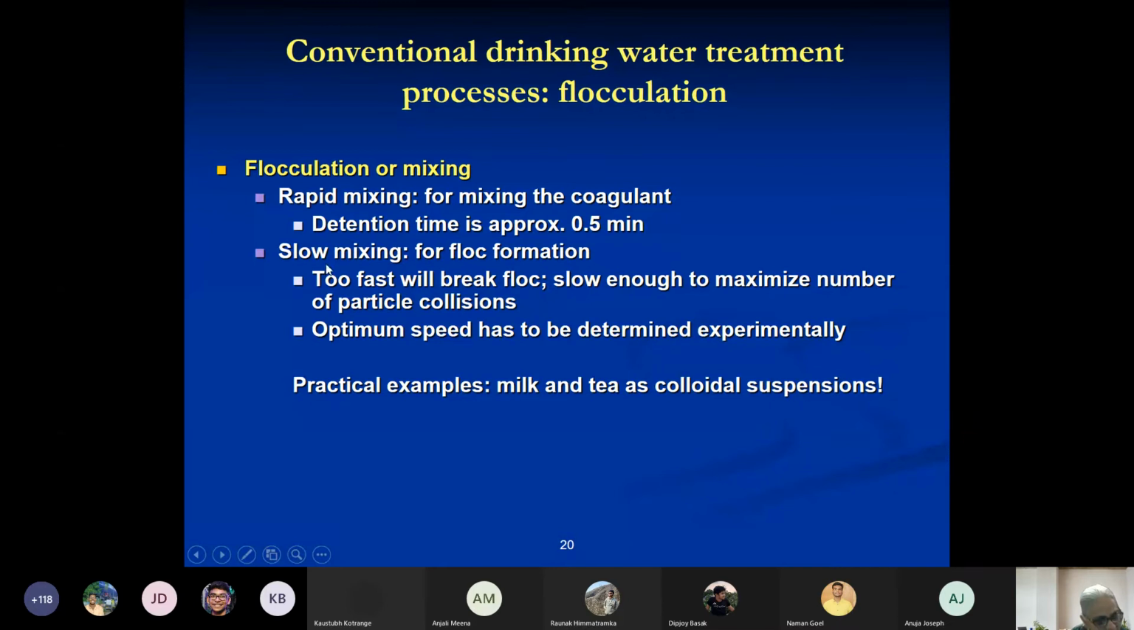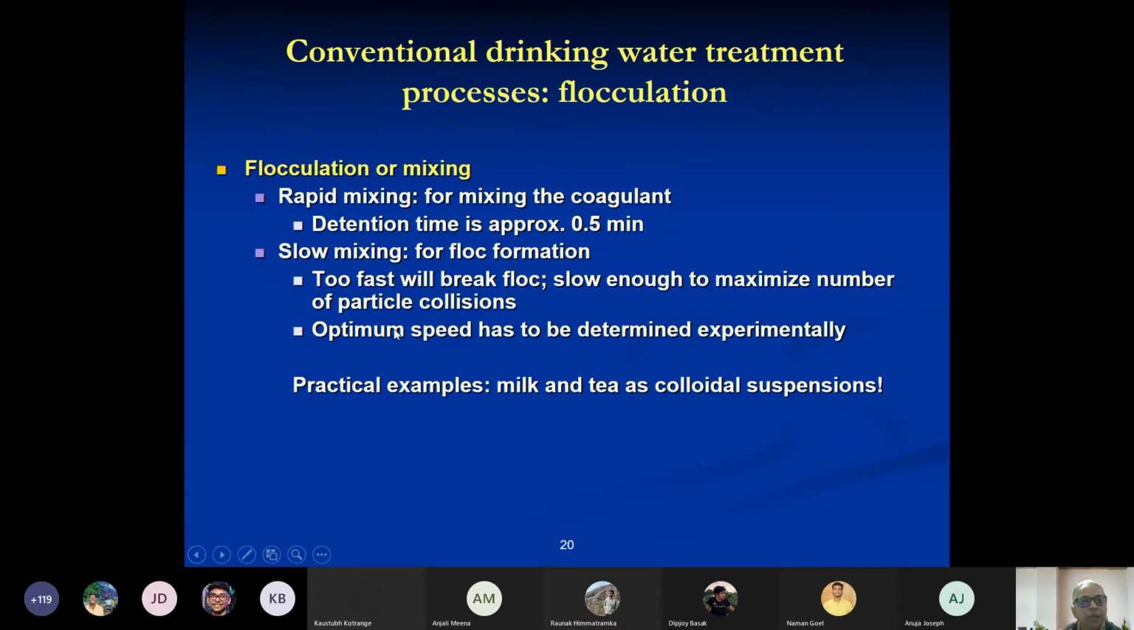So in drinking water treatment, our suspensions are much more dilute than both of these suspensions. Drinking water systems in general have much better quality, and you need very, very slow mixing. When you go to a water treatment plant, you will find that the speed at which they are mixing is extremely slow. The only reason is to cause particles to collide with each other. When they collide, they will form aggregates, and that is useful.